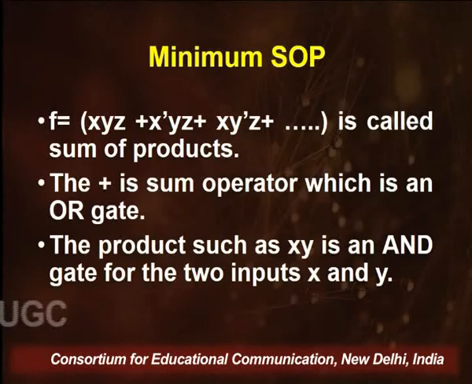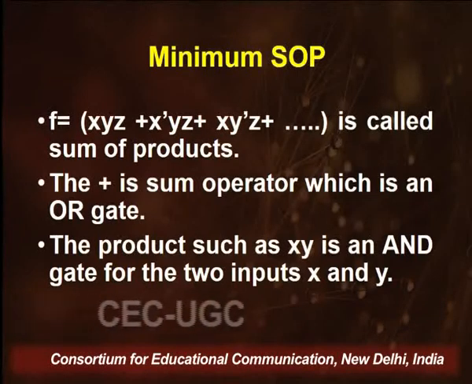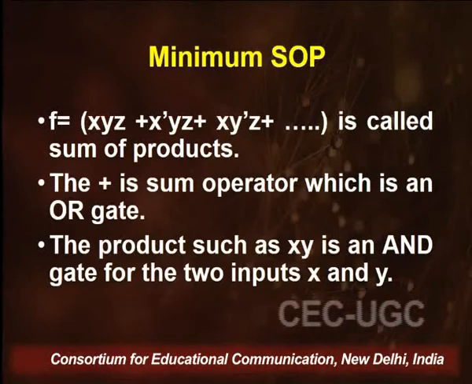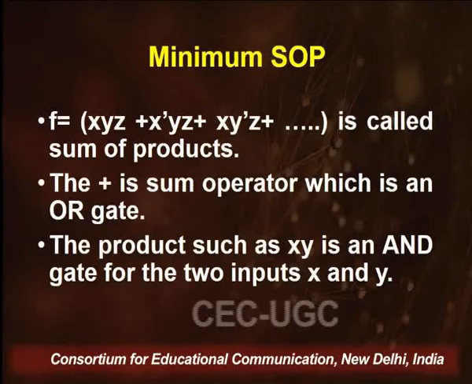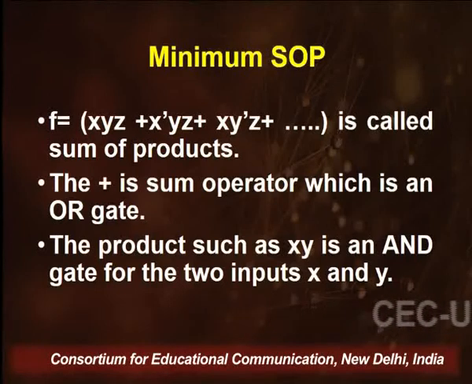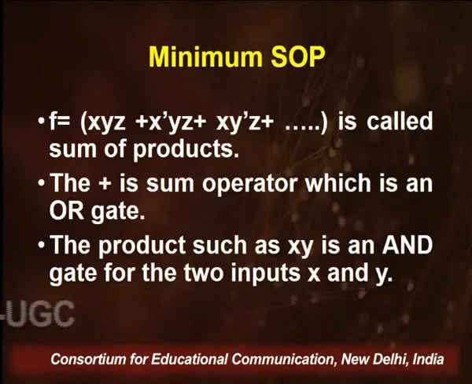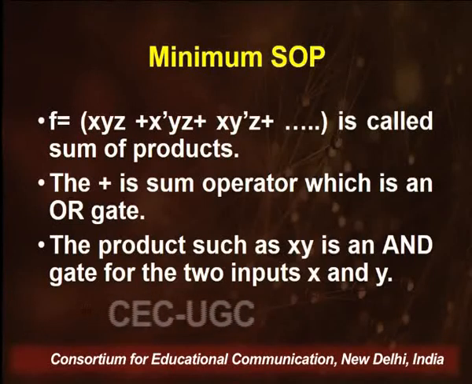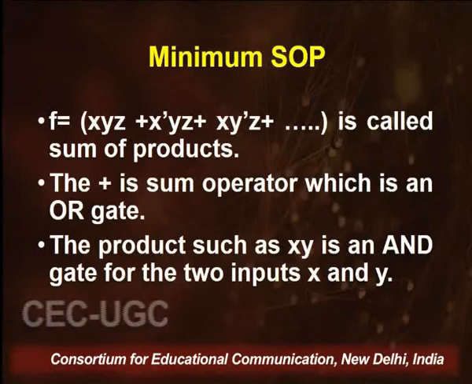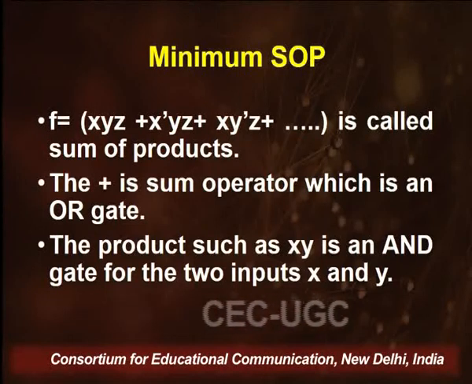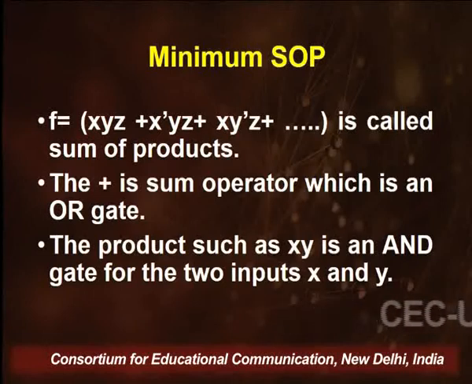So, let us look at this example. F = xyz + x'yz + xy'z + so on, which can go on as the longer expression you want. But what I want to focus on here is that this kind of expression is called a sum of products, because you have a product xyz, then another product x'yz, the third one is xy'z, and there is a sum sign between each product. So, it is called the sum of products. The plus is the sum operator, which is the OR gate we have learnt earlier, and the product, which is a logical product as in xy, is the AND gate for the two inputs x and y.